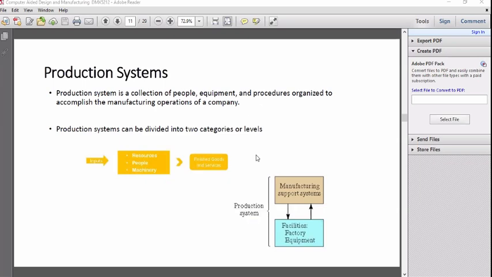As you know, in production there is another term called production system, which is a collection of people, equipment, and procedures, like production processes, together to accomplish a goal. So a production system is a collection of people, equipment, and procedures organized to accomplish the manufacturing operations of a company. In a system there are two parts or two levels. One is the manufacturing support system, and the other part is the equipment, machinery or the factory in a production system.